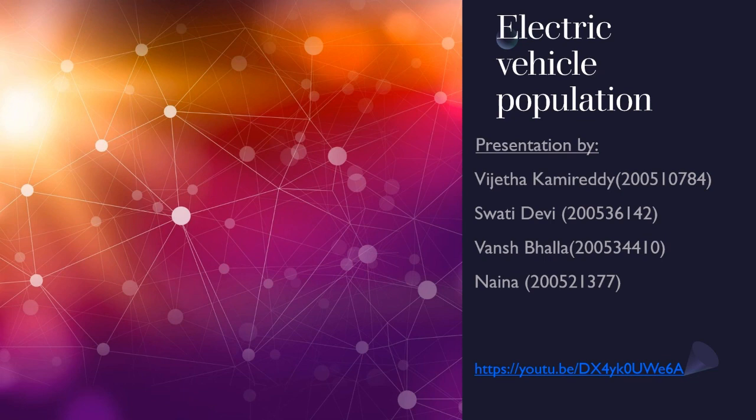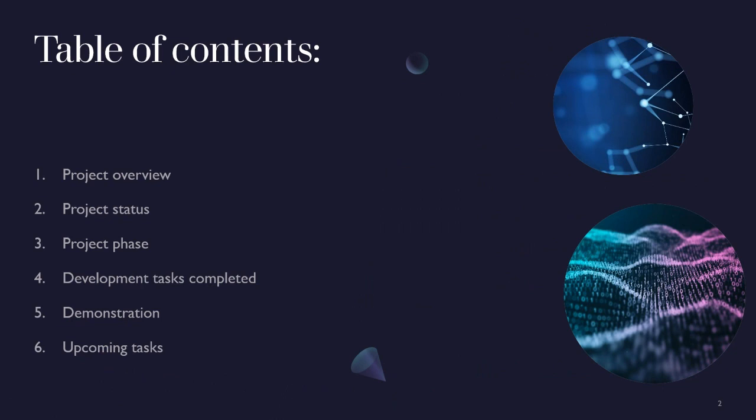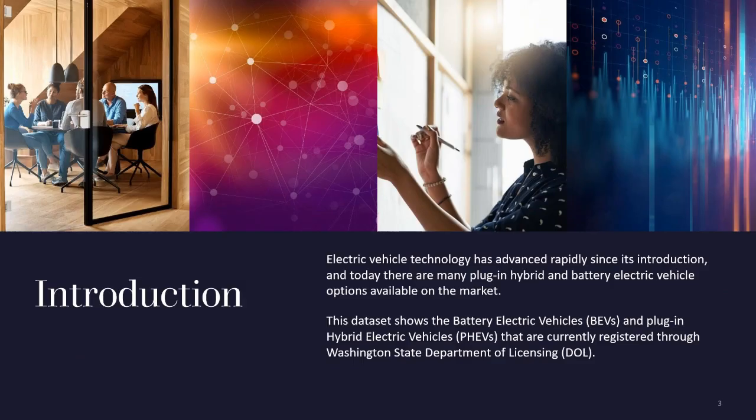So, first of all, we will start with our slide, the table of contents. In the table of contents, we have six things: project overview, project status, project phase, development task completed, demonstration, and upcoming tasks. So first of all, we will start with the introduction.